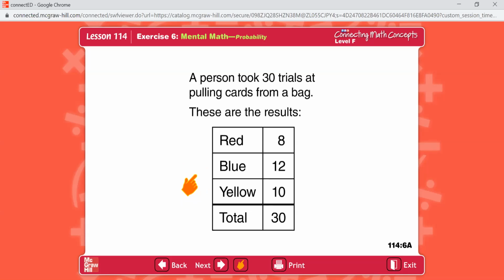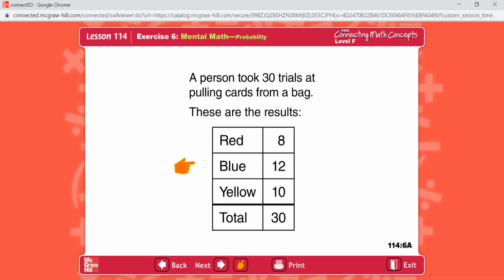Listen, the person took 30 trials. If the person took 3 times as many trials, how many trials would the person take? 30 times 3 is 90. 3 times as many trials would be 90 trials. On how many of those trials would you expect the person to pull a red card? 8 times 3, or 8 plus 8 plus 8? 24. 24 red cards.